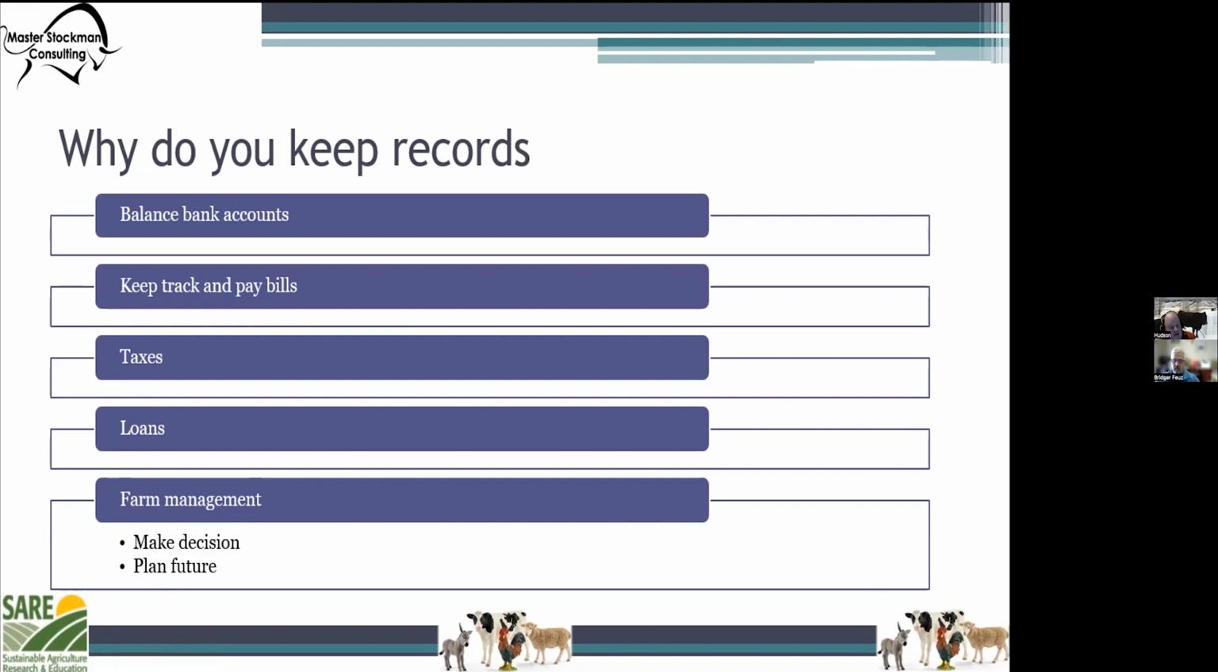And then in the form of working with some of the government programs, if we have good records, we're a lot further ahead in being able to take advantage of some of the programs and risk management programs that are out there for ag producers. But the main reason that I've talked with people over the last 30 years about keeping records is to manage our ag production businesses, farm management.